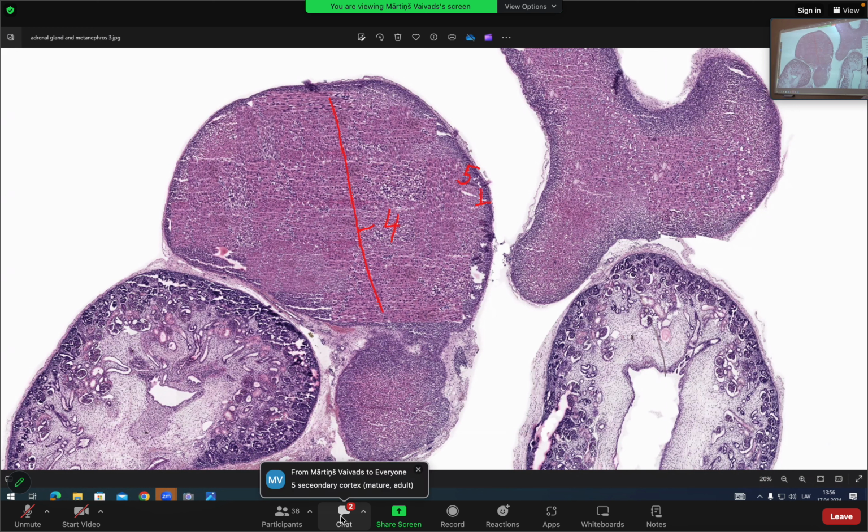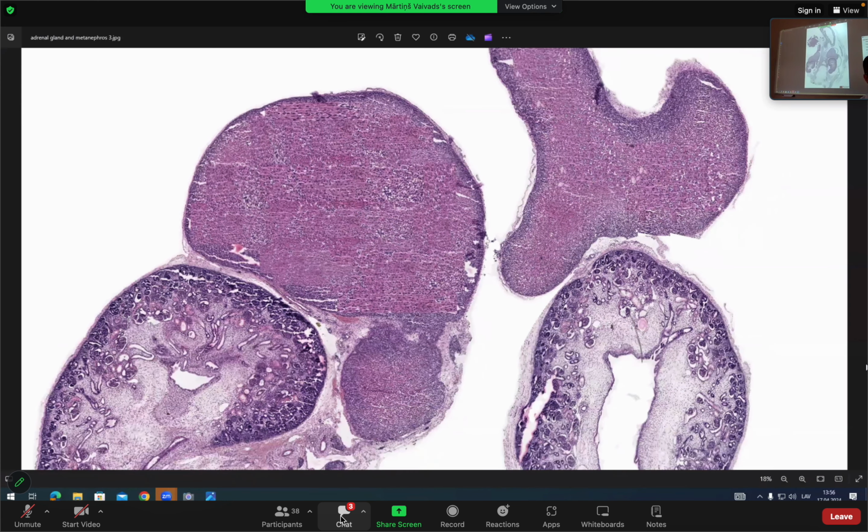So primary cortex is in the middle, secondary cortex on the periphery. So you have primary cortex, secondary cortex. No medulla yet, remember this, no medulla. I will write in capital letters, no medulla. Remember this carefully. Inside primary cortex, outside secondary cortex, no medulla.